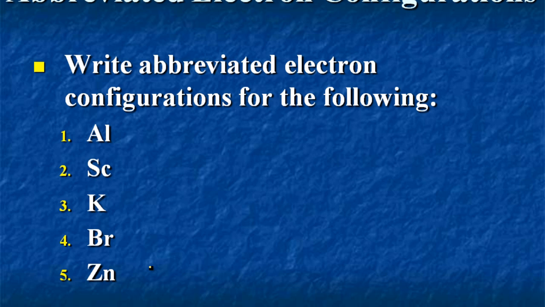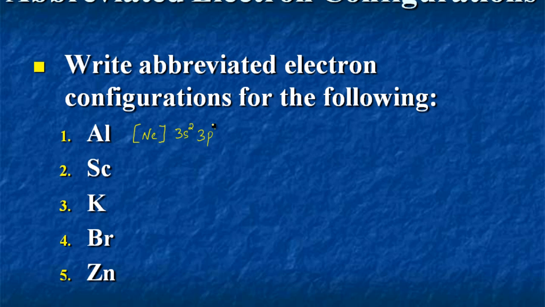Let's practice some more. Let's write the abbreviated configuration for aluminum. Which is the noble gas before aluminum? Neon. So we put neon in square brackets. Then we look at which period. After neon, whatever it is, we have to write it down. Neon, number 10, was up to 2p6. Aluminum is in the third period, so we have to write everything in the third period. The third period starts with what? 3s2, and aluminum is where? Aluminum is 3p1. So this is the abbreviated configuration for aluminum.